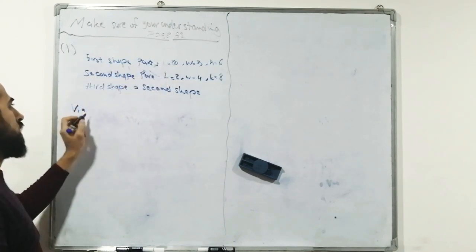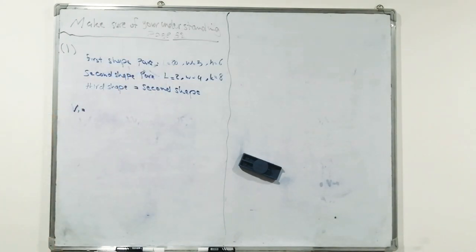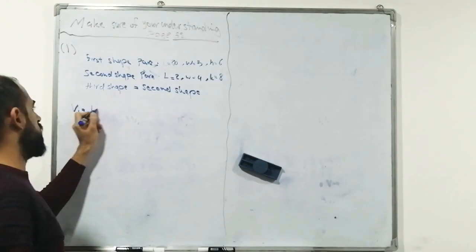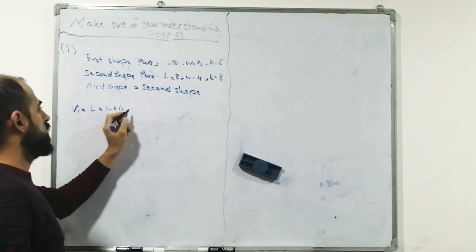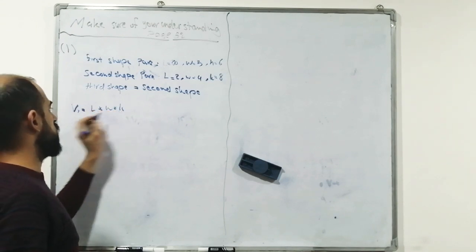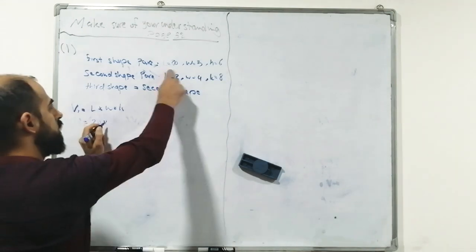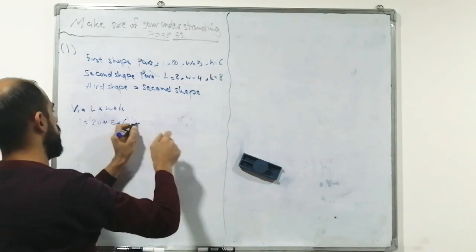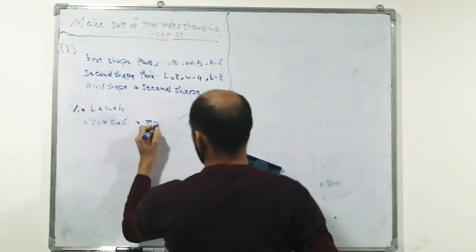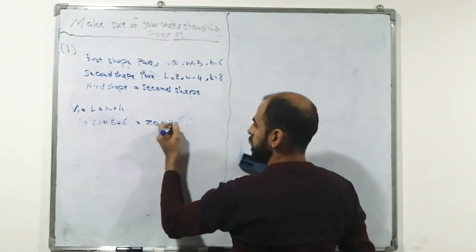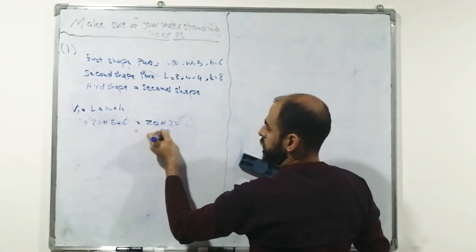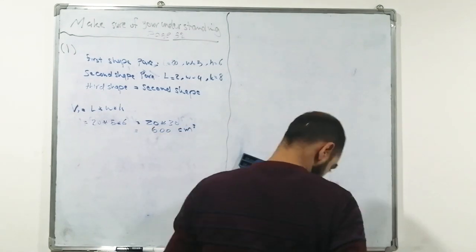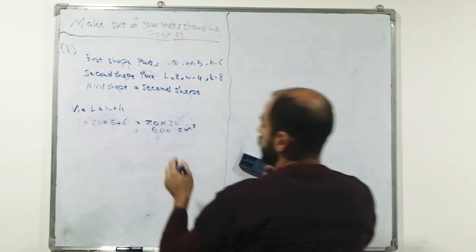Since the shape is a parallel pipe, we use the law of volume of parallel pipe: length by width by height, which equals 20, these are the dimensions of the first shape, by 5 by 6. 6 by 5 is 30. Then 20 by 30 equals 600 centimeter to the power 3 is the volume of the first shape.